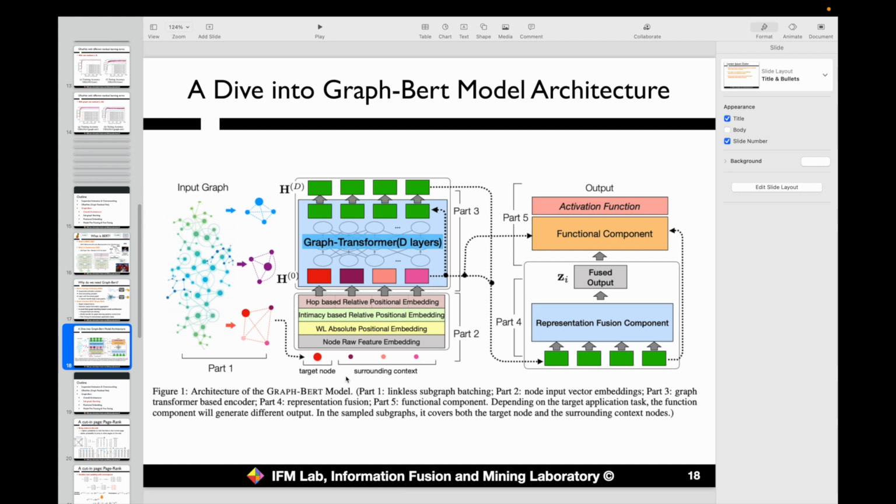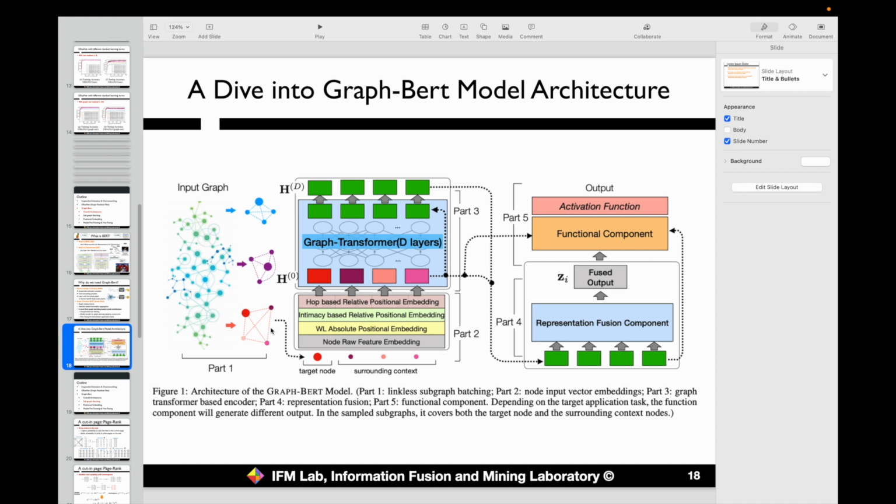Besides the target node, we also have a surrounding context describing the neighborhood or the learning context of the target node. So by feeding them into the second part, we can learn the embedding vectors for all the nodes in the graph. So it covers both the raw feature embeddings as well as embeddings for the position information for all the nodes in the graph.